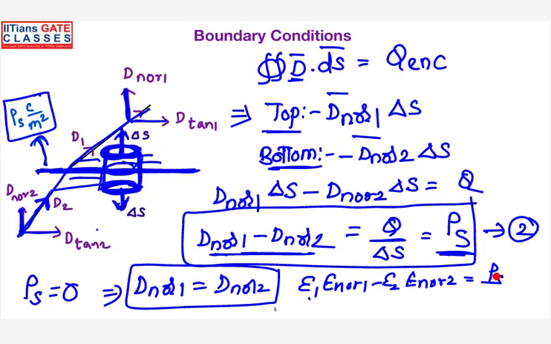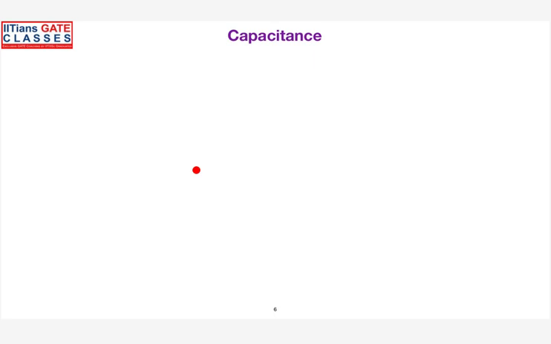So the thing is, when the wave enters from one medium to another medium, for electric fields, the tangential component remains the same, and the difference in the normal component of flux density is equal to the charge density present on the interface. So these two are the boundary conditions. We'll go to the next topic, which is a completely different topic. That is the capacitance part.